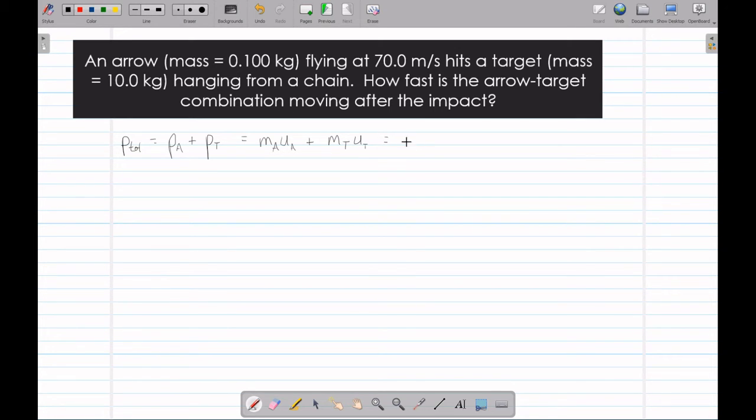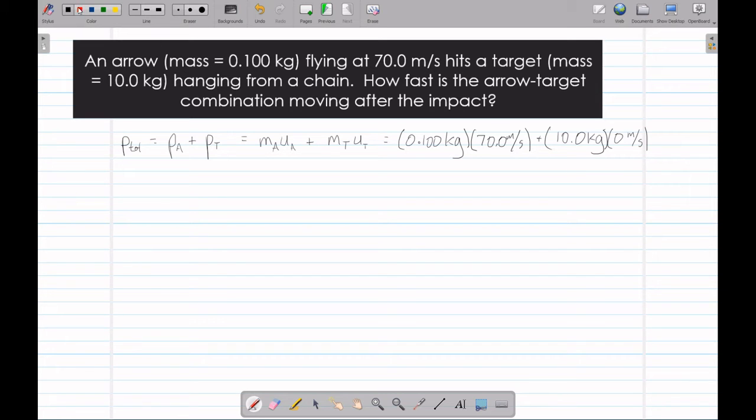We plug in the numbers that we know. The mass of the arrow is 0.100 kilograms. The initial velocity of the arrow is 70 meters per second. The mass of the target is 10.0 kilograms. And although it doesn't explicitly say so, we assume that the target is initially at rest. So we will say that the target's initial velocity is 0 meters per second.